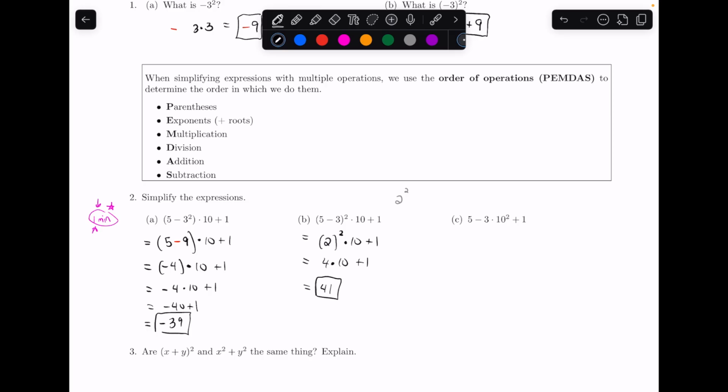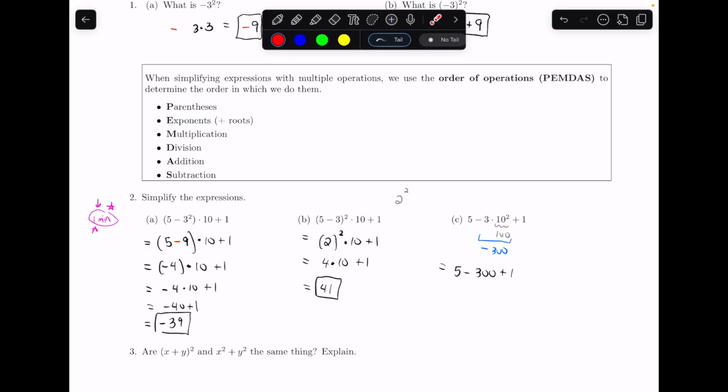Okay, part C. Now there's no parentheses. So subtraction, multiplication, exponent, and addition. Exponent comes first. 10 squared, that's 100. Then multiplication comes before subtraction and addition. So multiplying that 100 times the negative 3, this part in the middle becomes minus 300. So now what I have is 5 minus 300 plus 1.